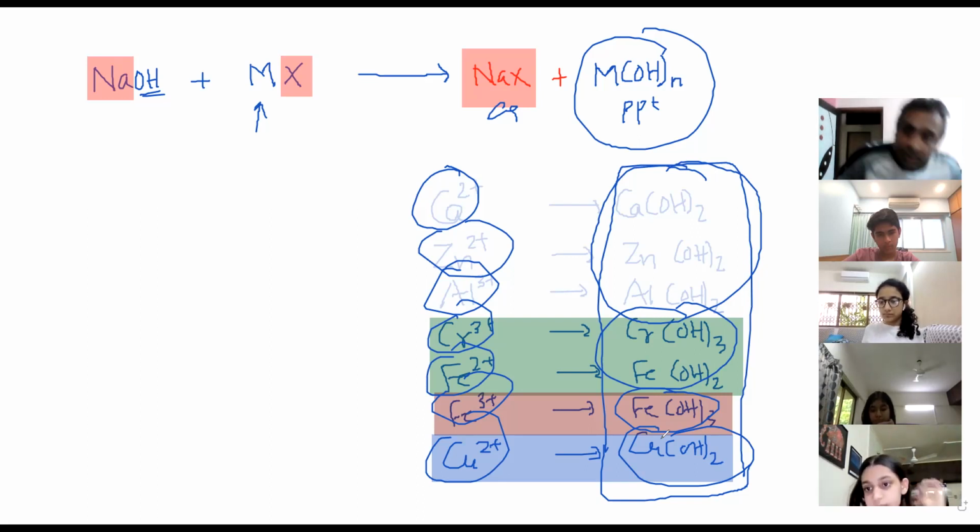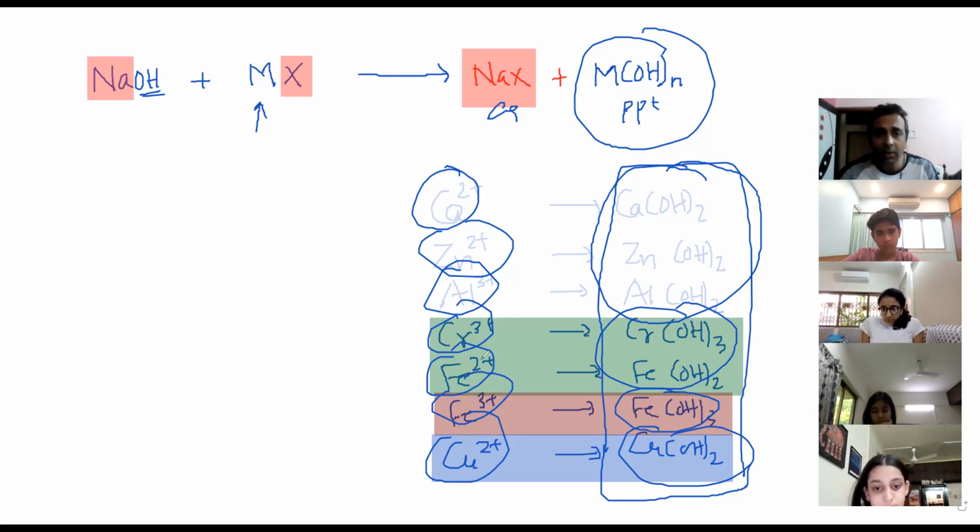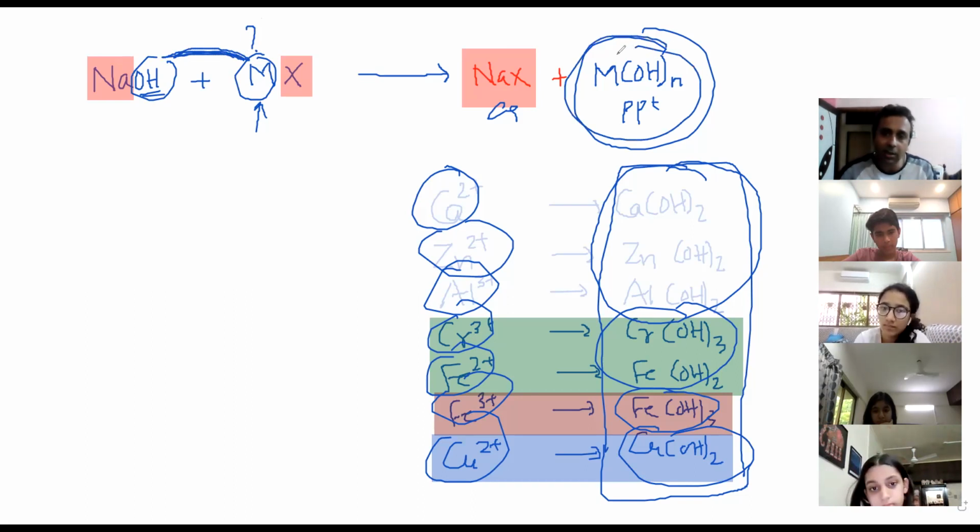That's how we conduct this test. The reagent that we use here is sodium hydroxide. Sodium hydroxide may say the sodium is not important. Remember, sodium hydroxide is basically to provide that hydroxide to this metal so that I will form metal hydroxide. And how will I come to know which metal is this? When the metal hydroxide is formed, I will check the color of the precipitate, the color of the metal hydroxide.